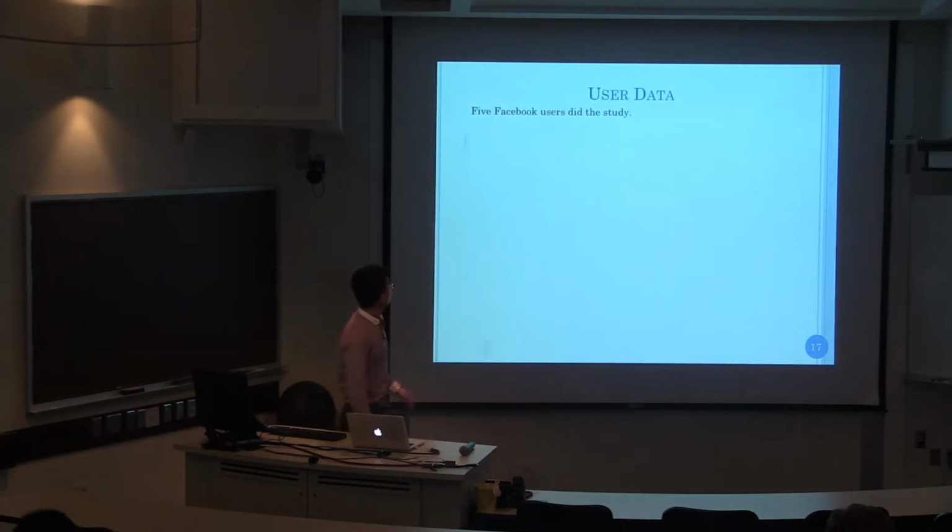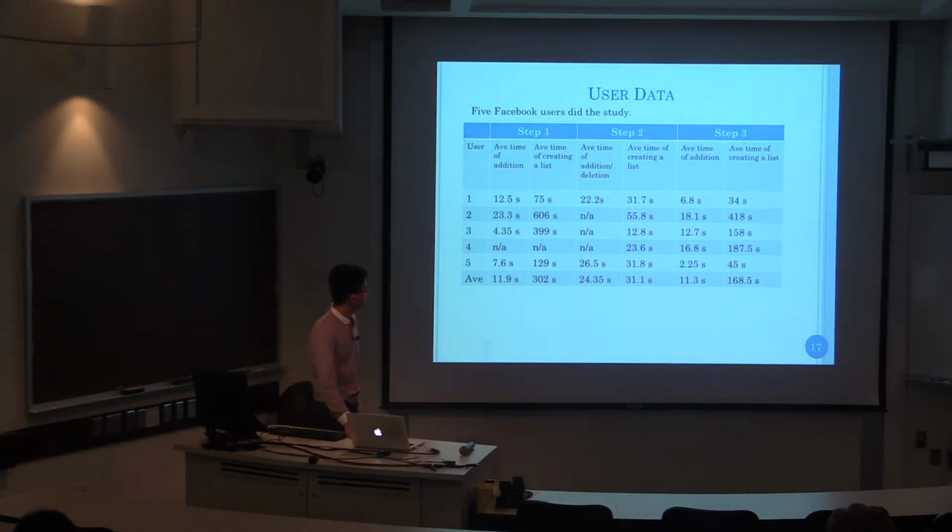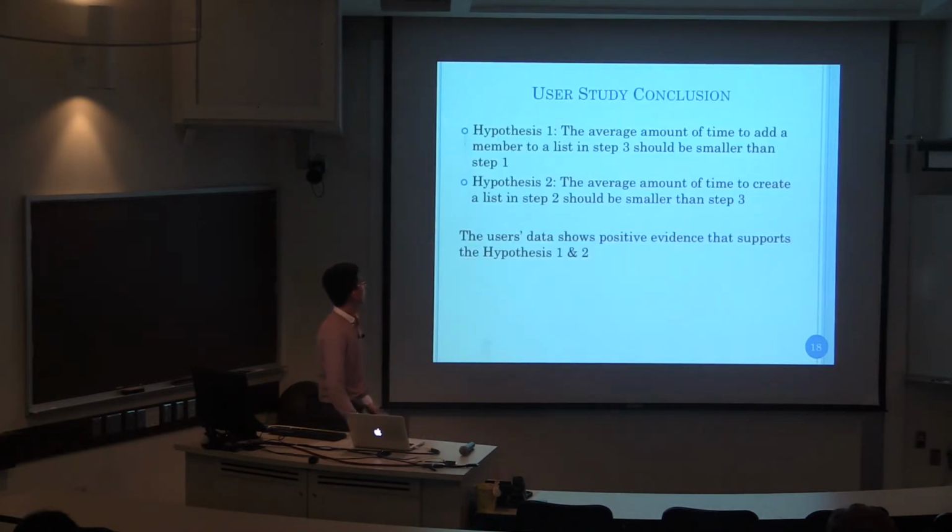Five Facebook users did the study, and here's the data we collected. From the data, we can draw two conclusions. The first one is for hypotheses 1 and 2. Users' data shows positive evidence that supports hypotheses 1 and 2. We can say the average amount of time to add a member is smaller in step 3 than step 1, and the average amount of time to create a list is smaller in step 2 than step 3.